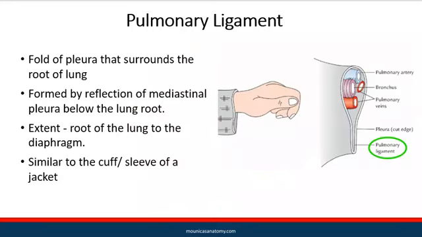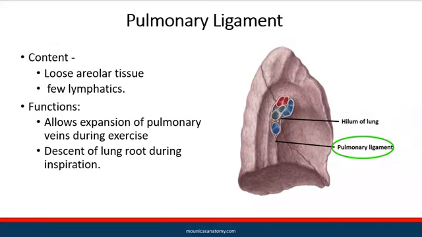So the pulmonary ligament is a fold of pleura that surrounds the root of lung. It is formed by reflection of mediastinal pleura below the lung root. It extends from root of lung to the diaphragm and it is similar to the cuff or a sleeve of a jacket. It contains loose areolar tissue and few lymphatics.